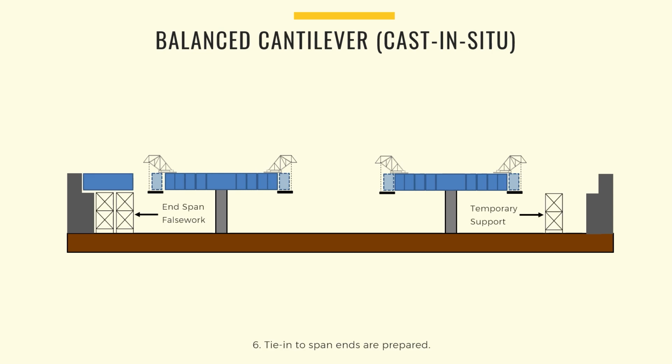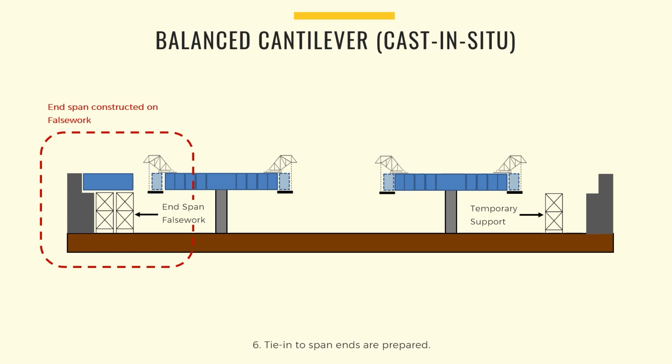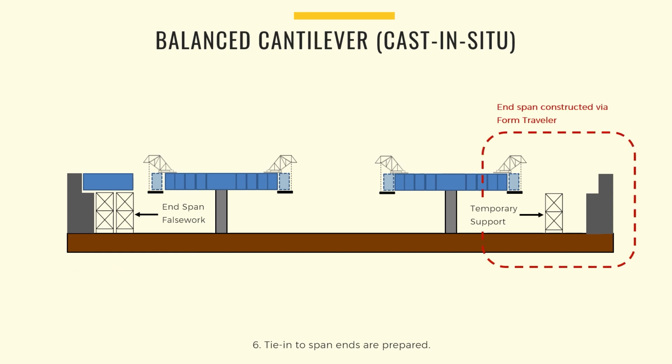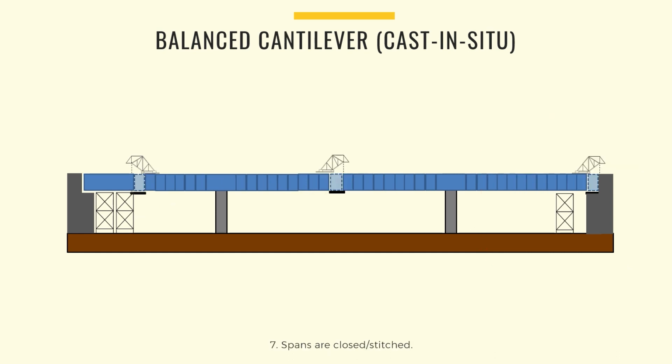Eventually, the tie-in to span ends are then prepared. An option would be to prepare a segment constructed on false work that will meet the cantilever, or the form traveler can continue until the end of the bridge. Note that temporary supports must be considered in this option. The spans are then closed or stitched together, and then the bridge is completed.